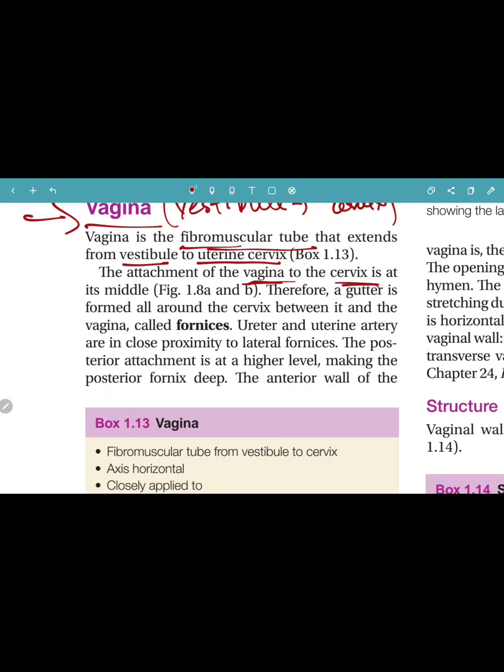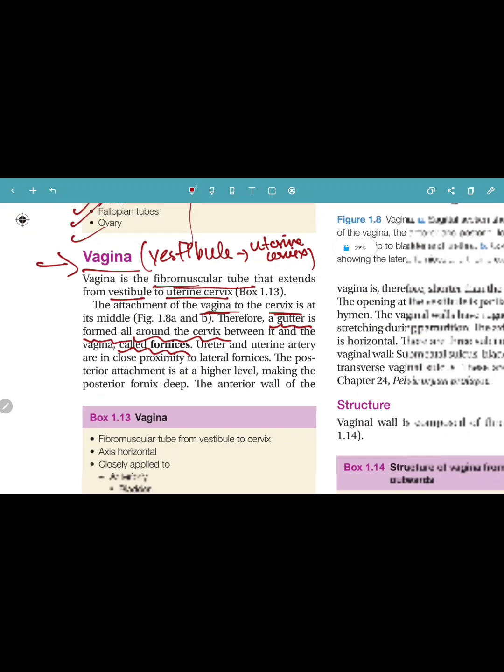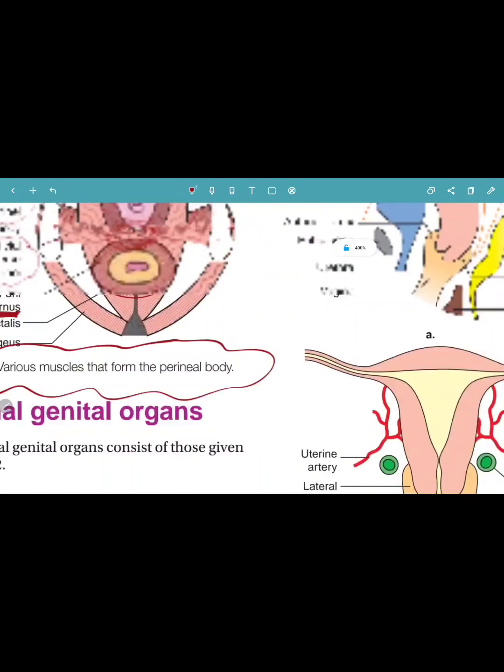Therefore, a gutter is going to be formed all around the cervix between it and the vagina, called the fornices. So there is a gutter that is formed all around the cervix between it and the vagina, and this is called the fornices.